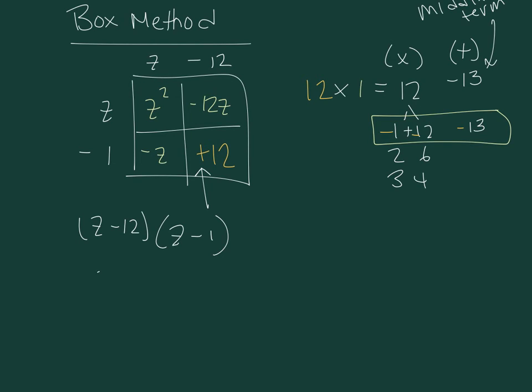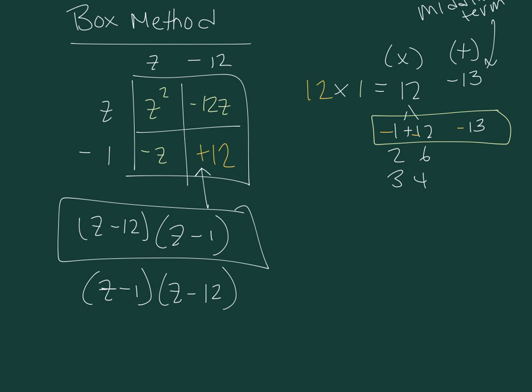You can also write this as z minus 1 times z minus 12. Okay? So both of these are appropriate.